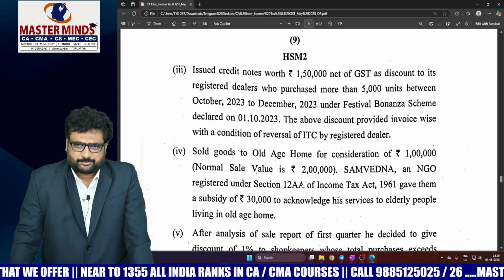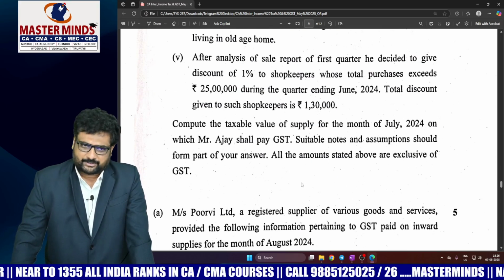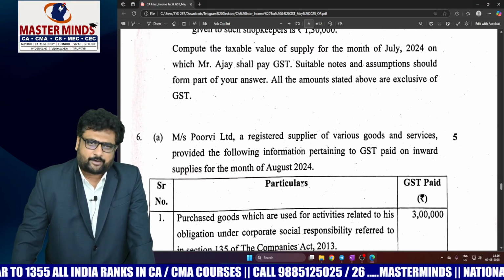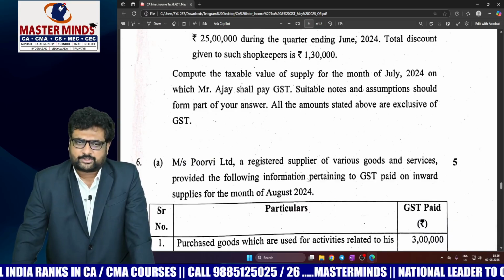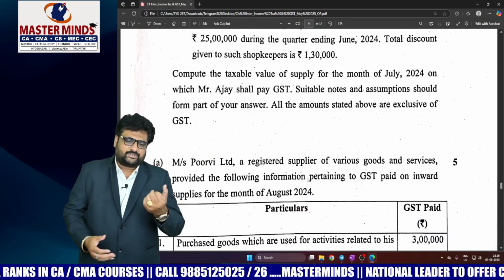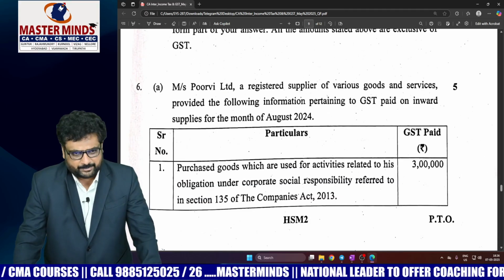Point B: see this subsidy, discount, based on that NGO subsidy, government subsidy, discount after supply, like that the questions are asked. So if your conceptual clarity is there, definitely it is easy for you. Otherwise, it will be a little bit difficult for the people who mug up.